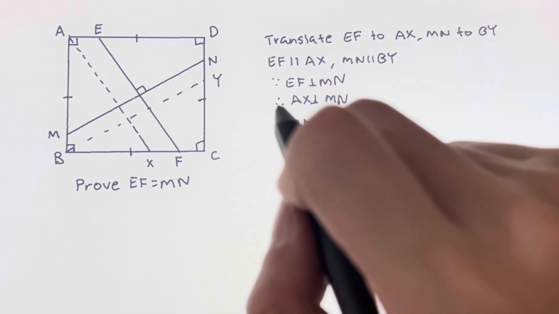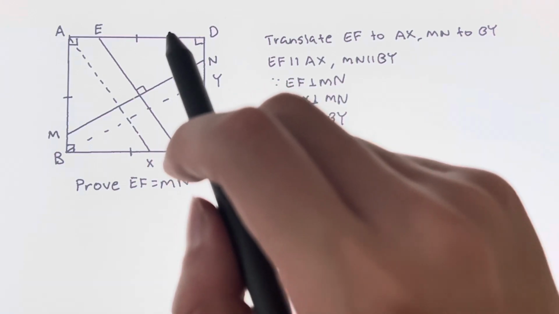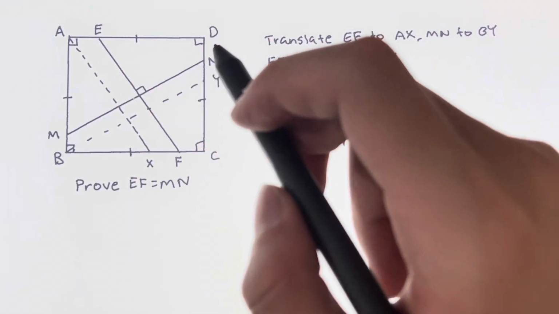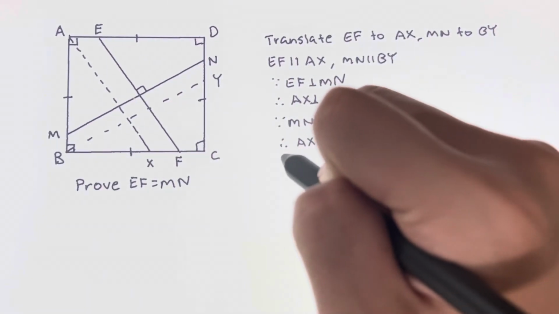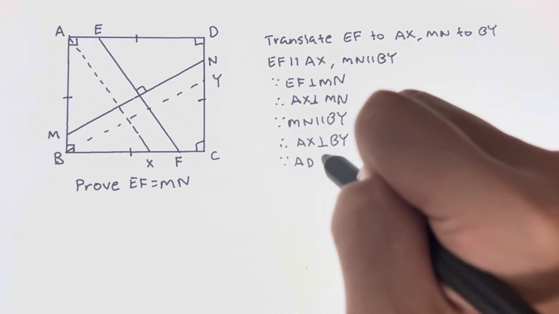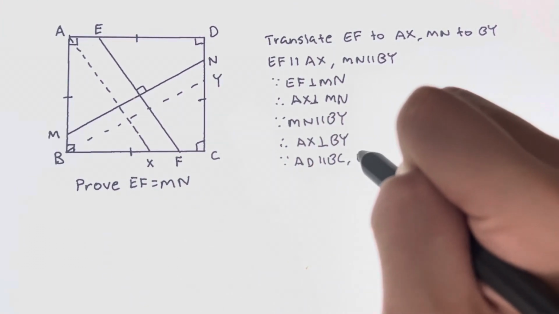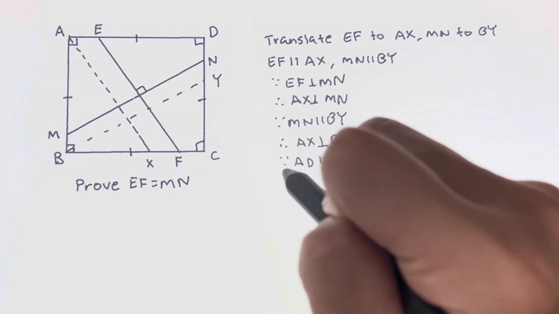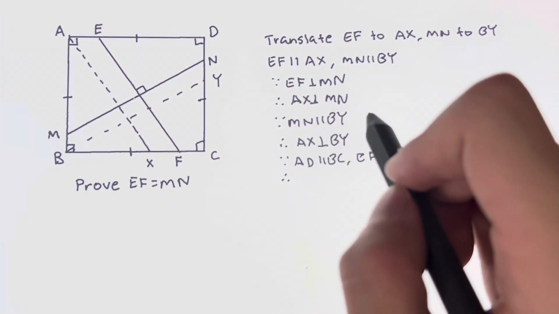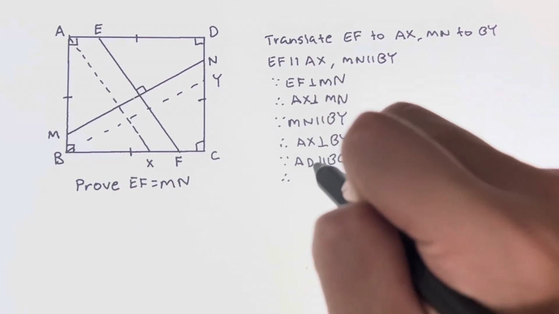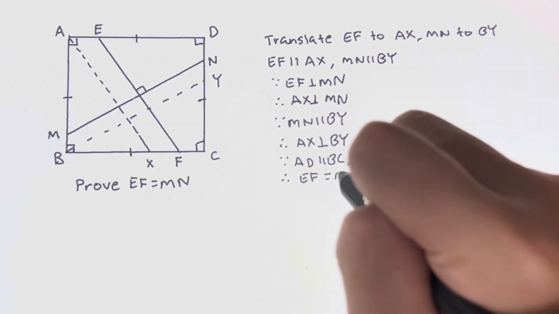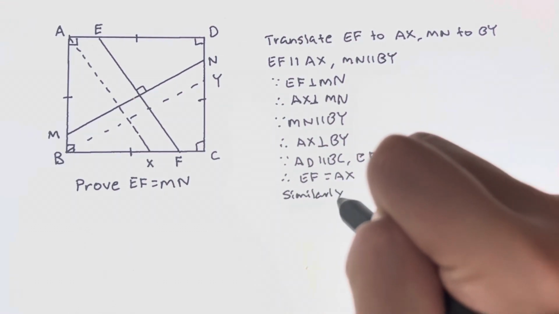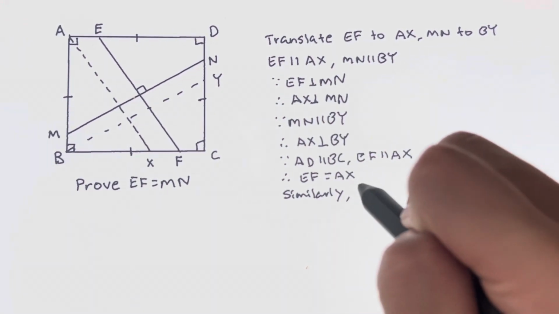And then we also know that by translation, since AD is parallel to BC, EF is parallel to AX. So we'll have EF equals AX. And similarly, we can say that we have MN equal to BY.